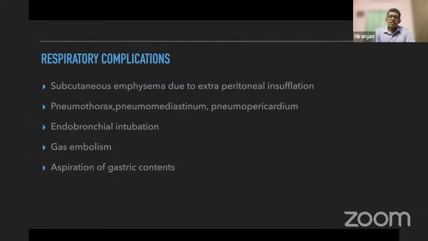This further increases the airway pressure and causes desaturation and increased end-tidal carbon dioxide. This has to be identified and immediately corrected by replacing the tube back to its normal position. So you have to check the position of the tube once the pneumoperitoneum is created, and also after the Trendelenburg position and lithotomy position are placed.